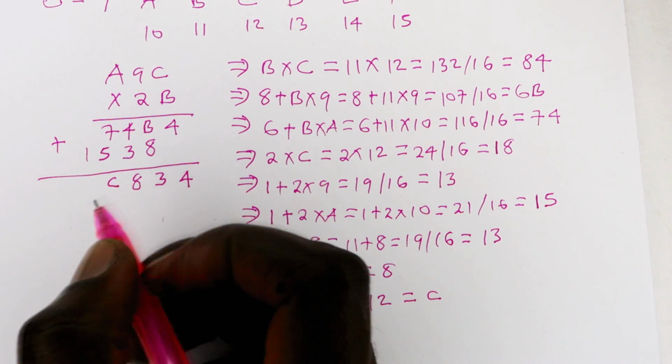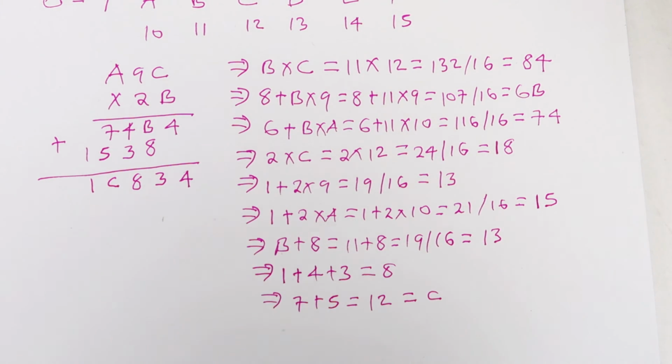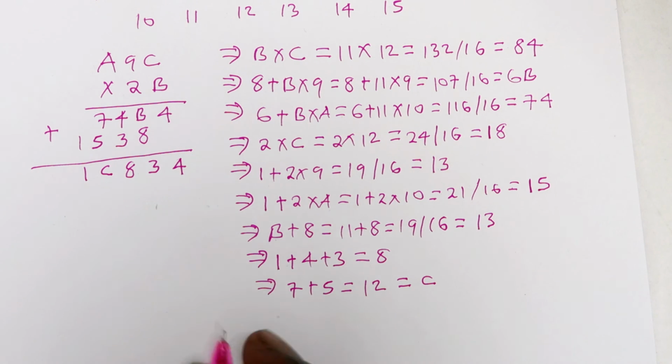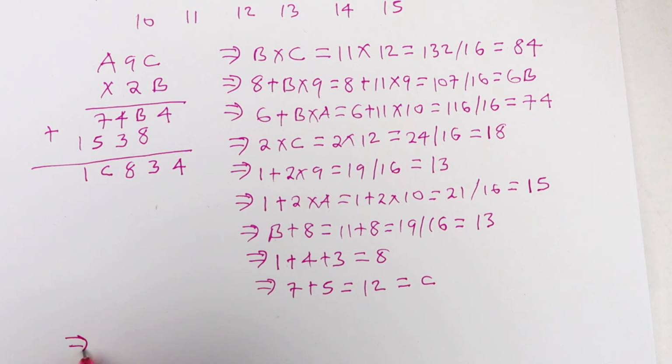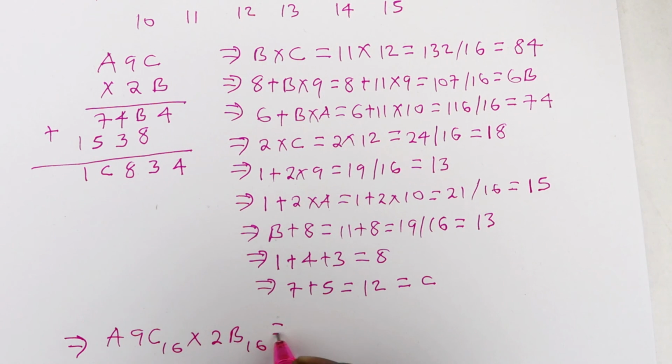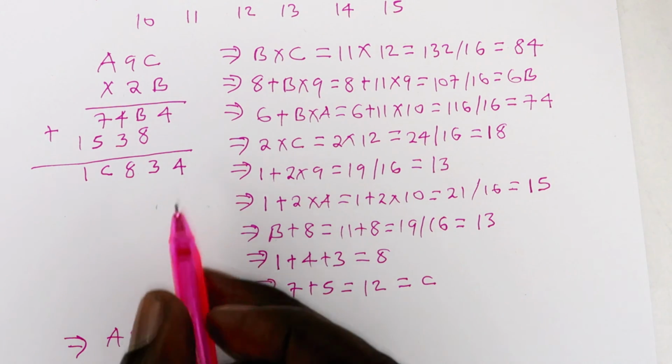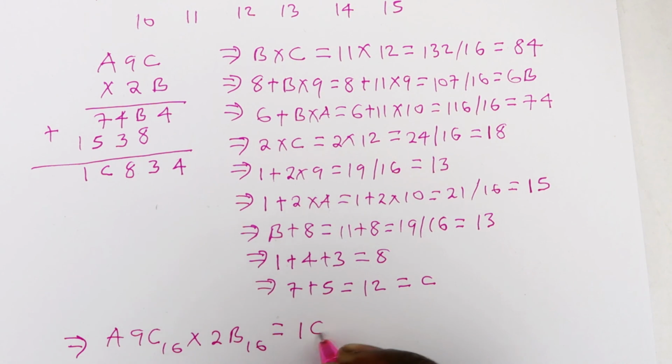And then here we just have 1. So that is our result. So it therefore means that the multiplication A9C base 16 times 2B base 16 is equal to this one here. That is 1C834 base 16.